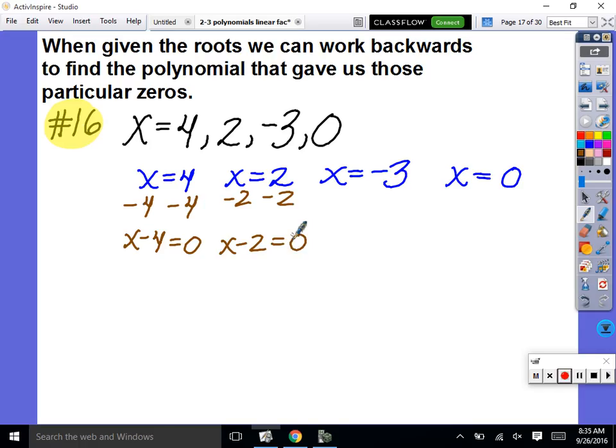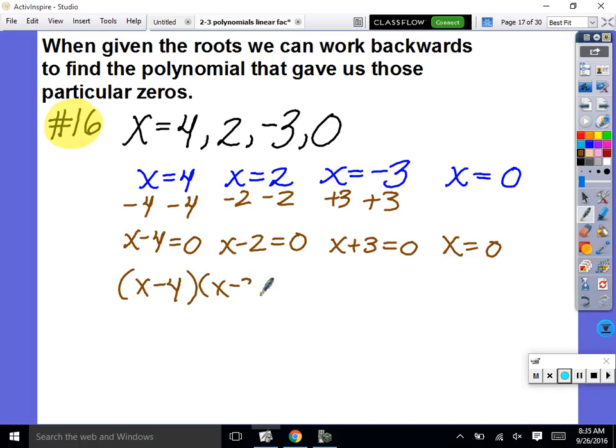Does everybody see what I'm doing? We'd add 3, so we had x plus 3 equals 0 before we had that solution, and x equals 0. Sweet. And now, before they were split apart and equal to 0, they used to be multiplied together and equal to 0. So that x is just an x. Everybody, do you all understand that?